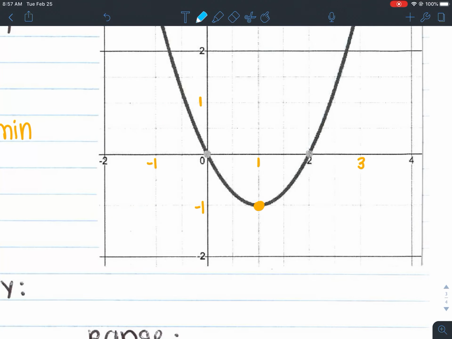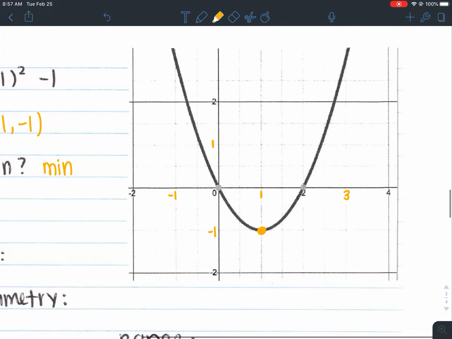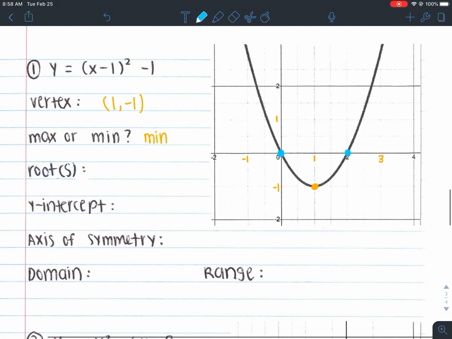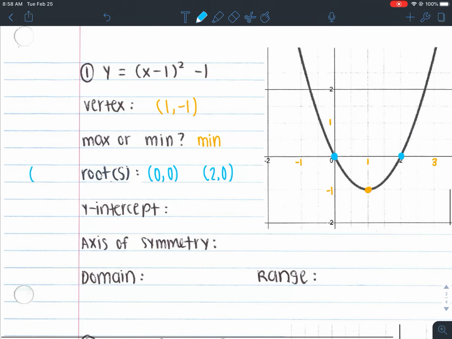Well, how many times does this graph cross the x-axis? And mind you that this is the x-axis here. It crosses my x-axis twice. It crosses once here and once at this point. So it crosses at the point 0, 0, and then it crosses at the point 2, 0. Remember, x-intercepts are number, comma, 0.